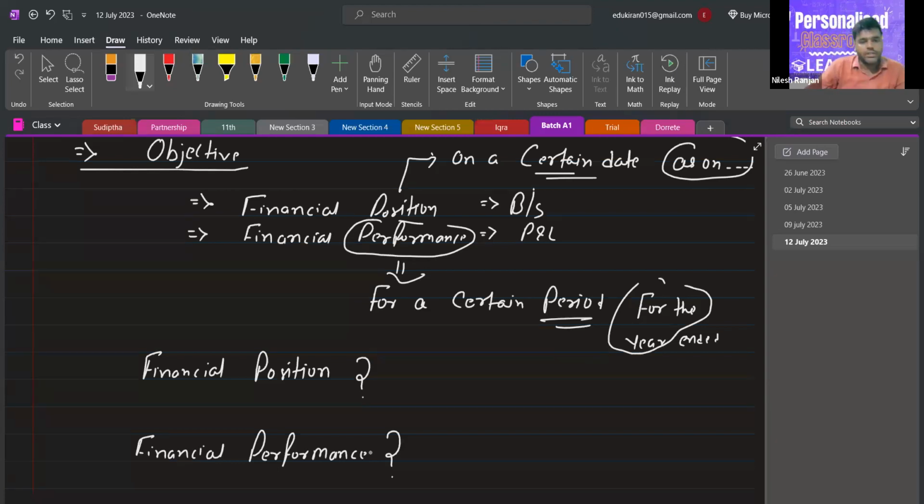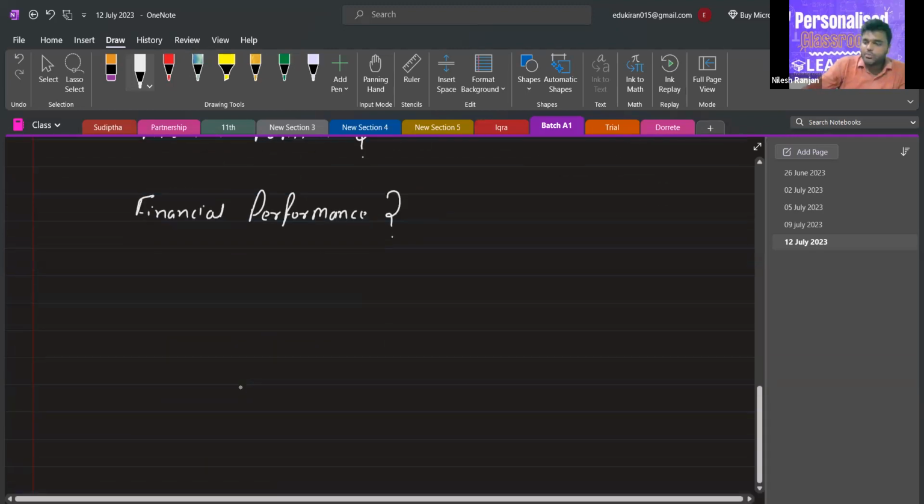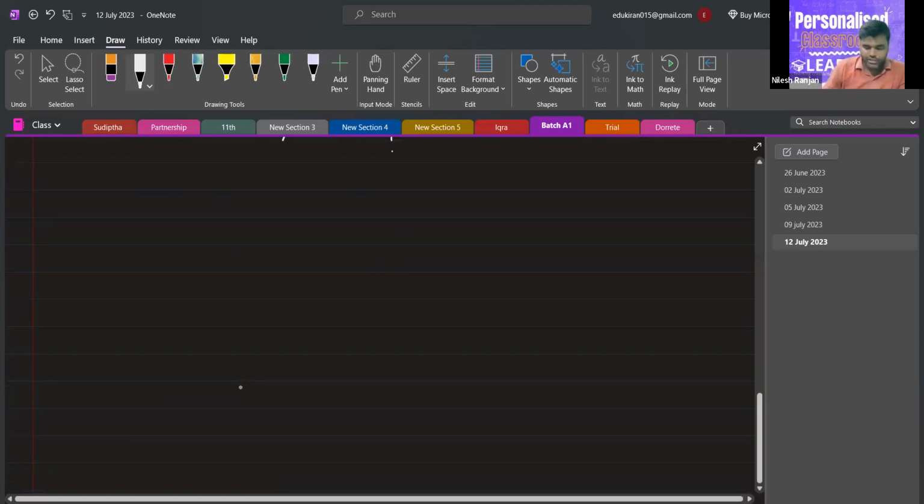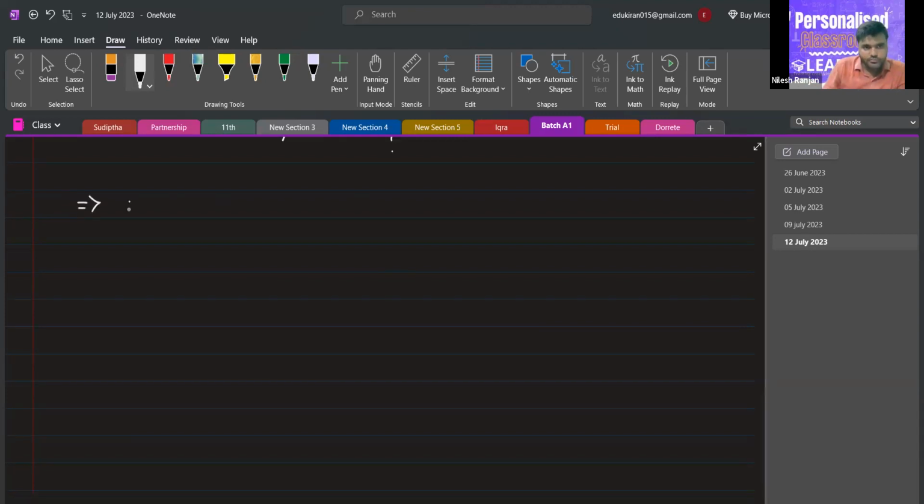Now we have to understand that for financial position we prepare the balance sheet. So what is a balance sheet? A balance sheet is a statement prepared on a certain date to show the assets, liabilities, and capital of a company, and to show the financial position of a company.